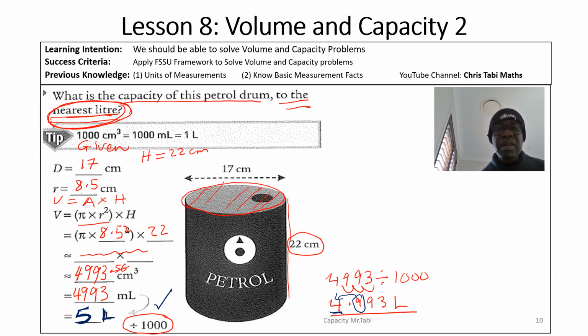So you see what we've done. All those decimal points at this point here were irrelevant because we are working to the nearest liter. So after dividing by 1,000, you need to do the rounding to the nearest whole number. That's to the nearest liter. And so that's 5 liters.